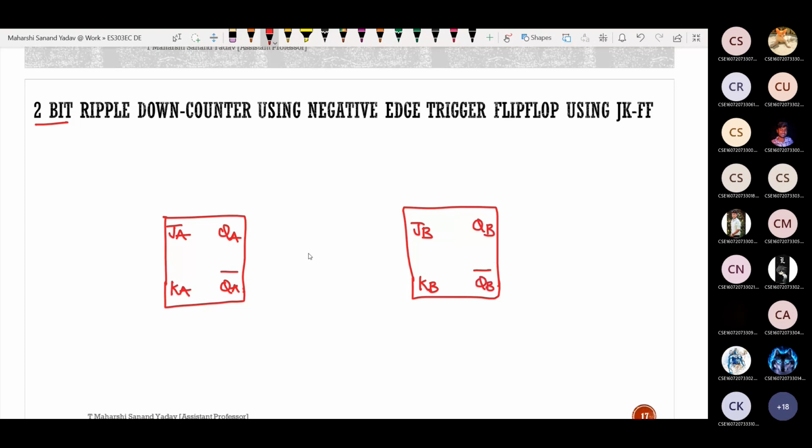Next, the clock. What kind of clock? Negative edge trigger. Negative edge trigger means put a bubble over the clock input. What is the next step? J and K should be connected to logic 1, for JA, KA and JB, KB. Done.